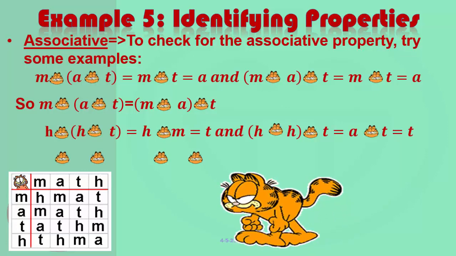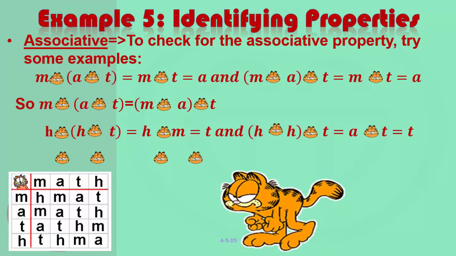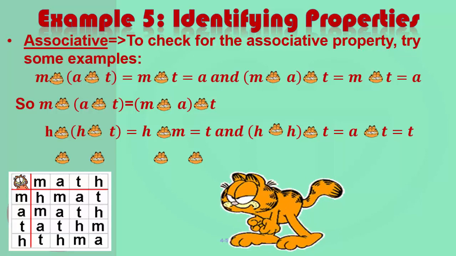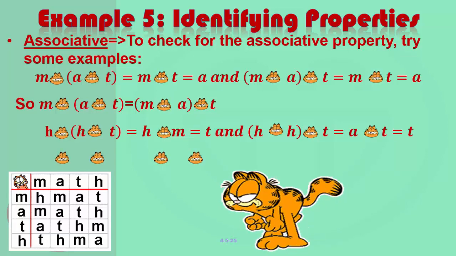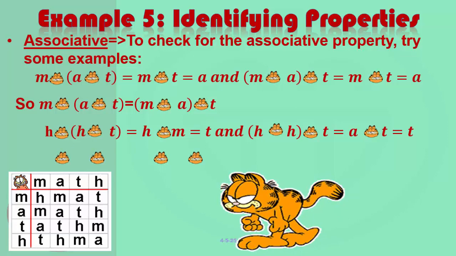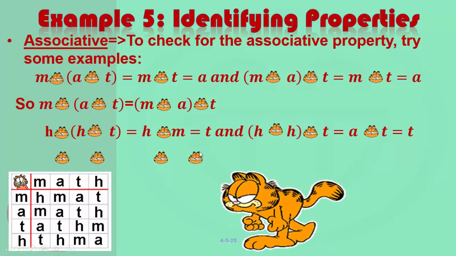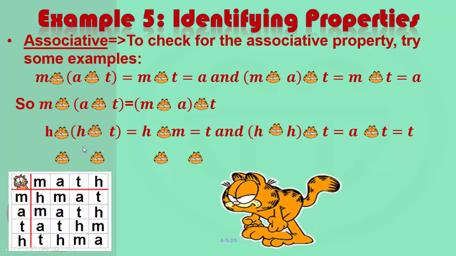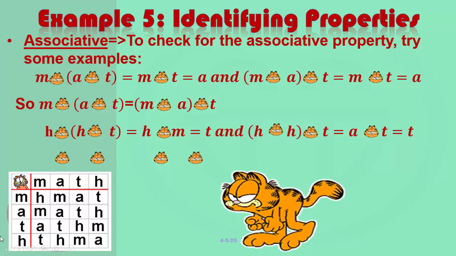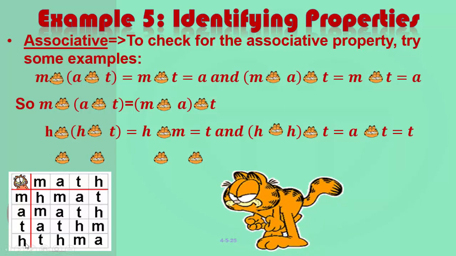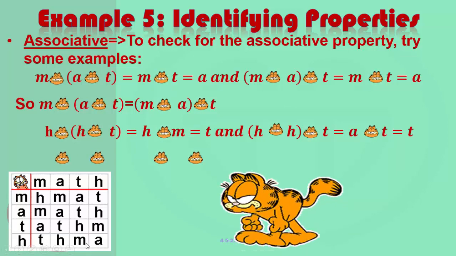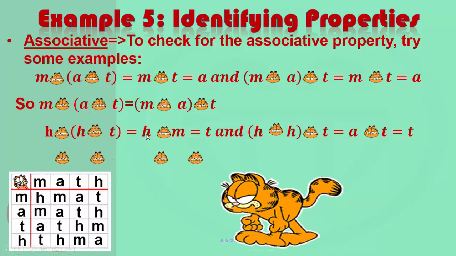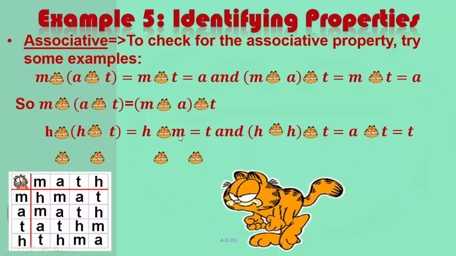Now let us try another example. We have H Garfield T. And we first put the bracket around the second H T. When we do that, we have to do the one in the bracket first, based on order of operations. So let's go to H, T, and they intersect at M. So that means we're left with H Garfield M.